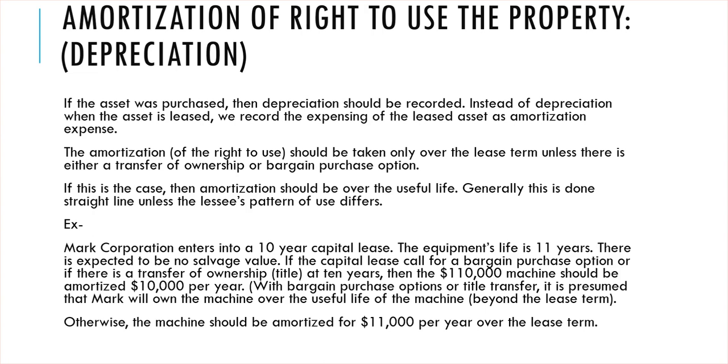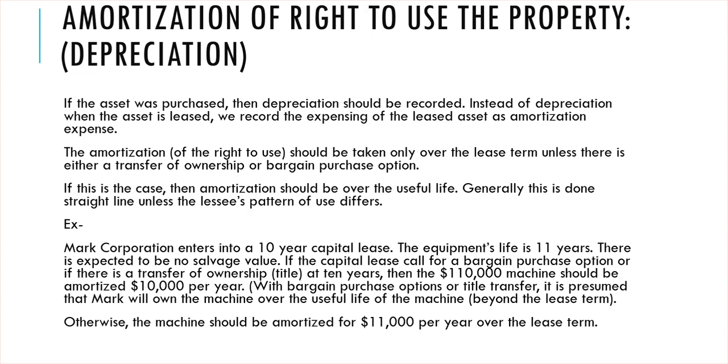Because at that point, you're going to be buying it. So you're going to buy it at 10 years, then you're going to depreciate it for the next year. And the proper amount for you to amortize is to amortize that as if its total period of time is the 11 years. So that's 10,000 a year.